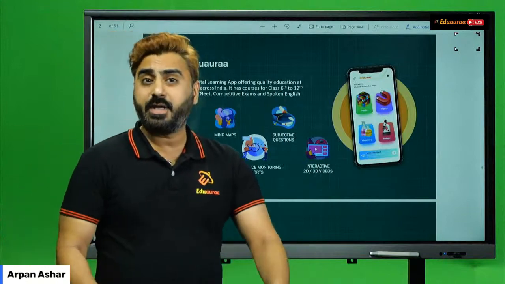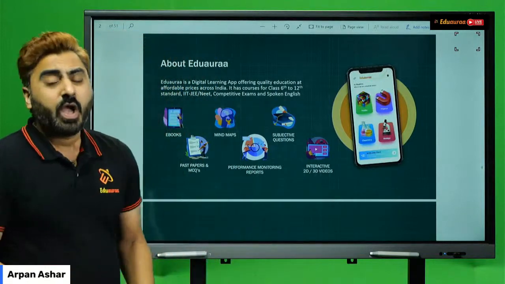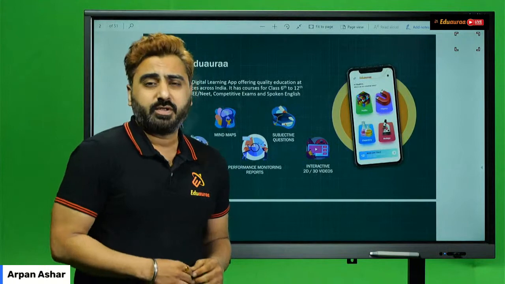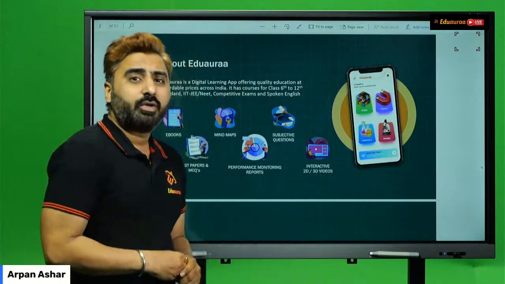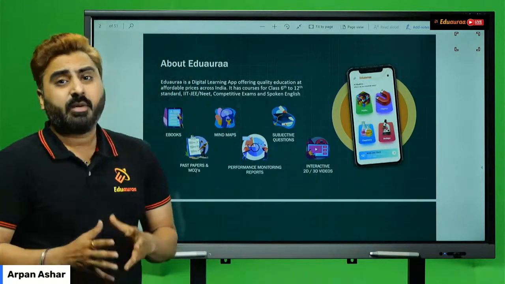And students, in today's session, what are we going to discuss? So, we will be discussing about determinants. But before discussing about determinants, let's understand about Eduauraa.